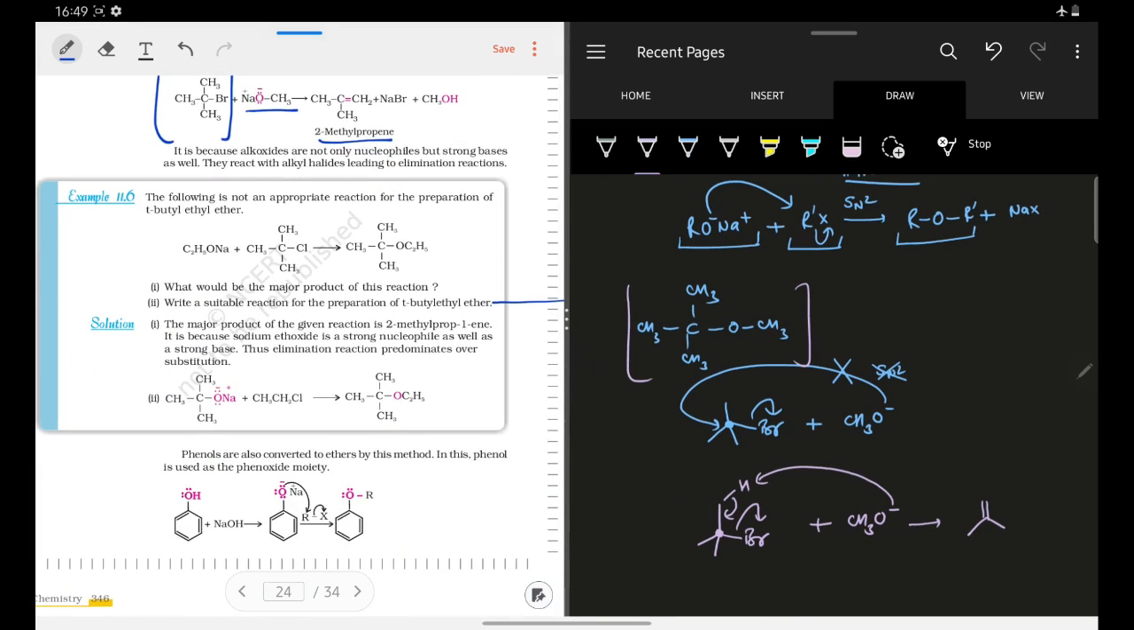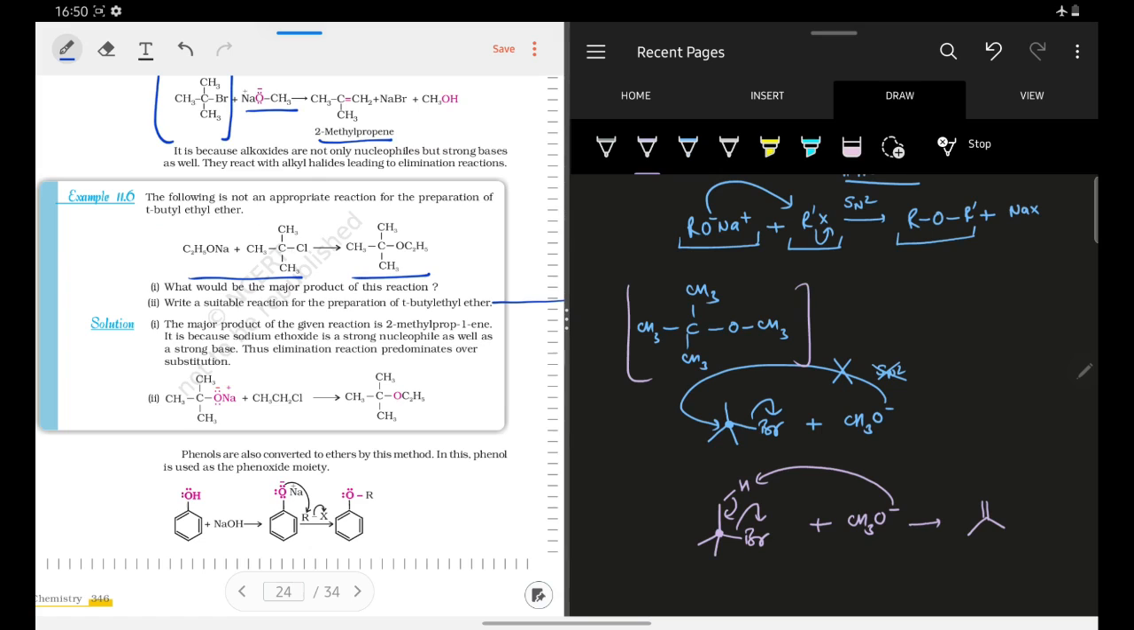So now let us focus on this example 11.6. Here we have to do this reaction and it leads to the formation of this product. Exactly the same thing that I have explained right now. The following is not an appropriate reaction for the preparation of tertiary butyl ethyl ether. What should be the major product of this reaction?